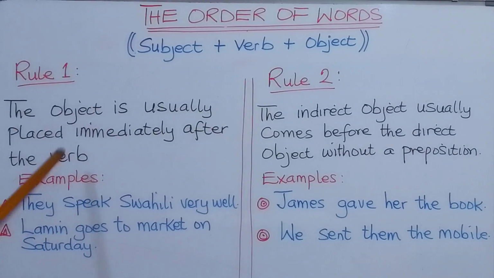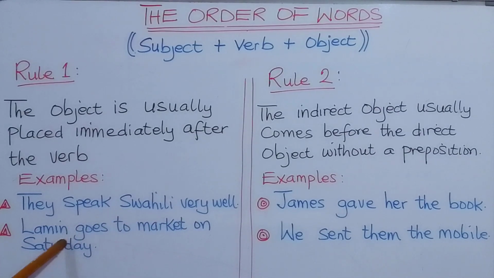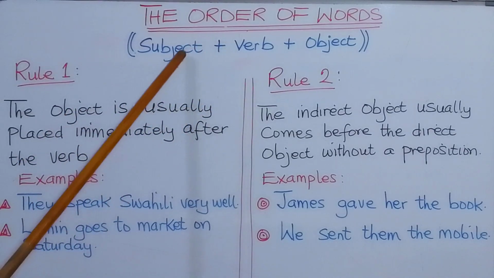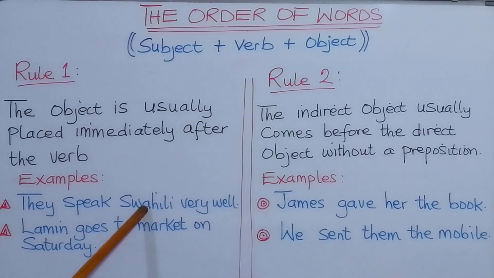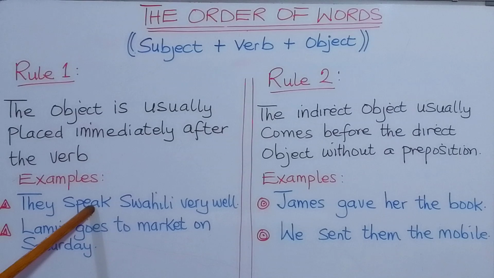Look at the second example. You have the subject, you have the verb, and then you place the object. Lamin goes to market on Saturday. Look at the subject, look at the verb, and then you have the object, on Saturday. Lamin goes to market on Saturday. So you see the subject, verb, object. The object following immediately after the verb.